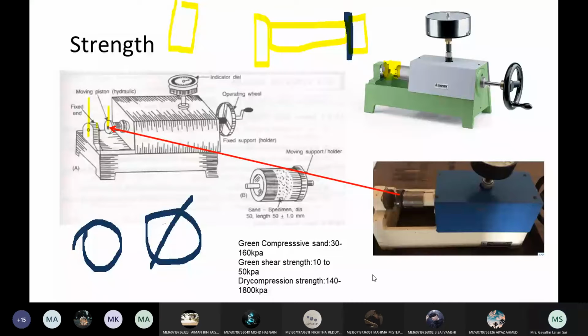It is the values given in the textbook. We will check in our college because the test specimen is fixed, right? The same 50.8 centimeters, the same cross-sectional area will be used. So we will check it in our college and we will have a note on it, right? Is it clear? Can I go to the next slide?